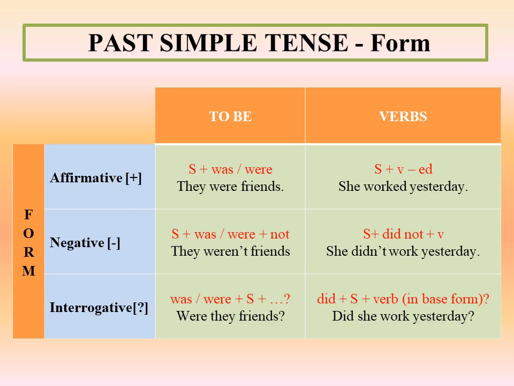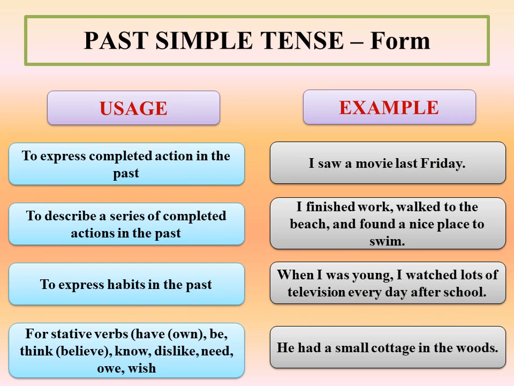Were they friends? You mean, did she work? Did she work yesterday? So these are the three forms of past simple tense. Now the usage, where all it is used, like it is used when we express a complete action in the past. For example, I saw a movie.